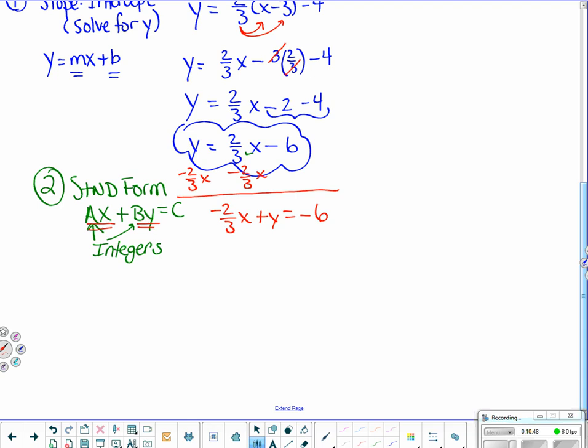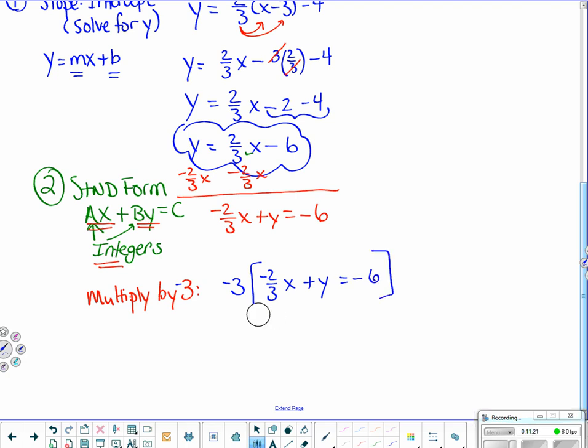Okay, remember me talking about integers? 2/3 is not an integer. So we want to make integers. Let's multiply by that 3, just so we can get rid of the fraction. And the other thing, I'm going to multiply by negative 3 so that I can lead off with a positive number in that x position. So my x coefficient turns out to be positive, because that really is another requirement of standard form.